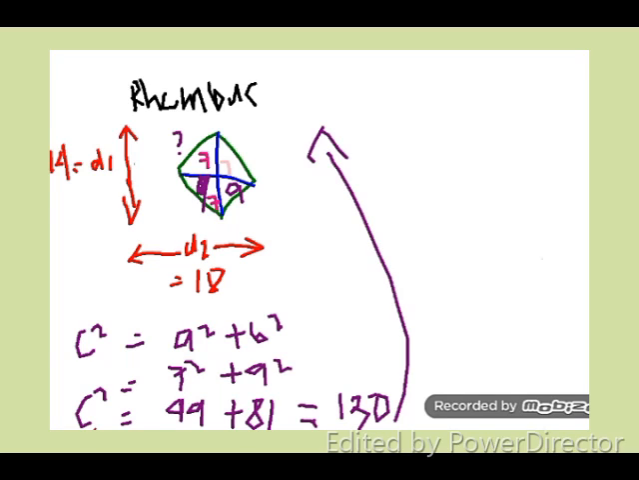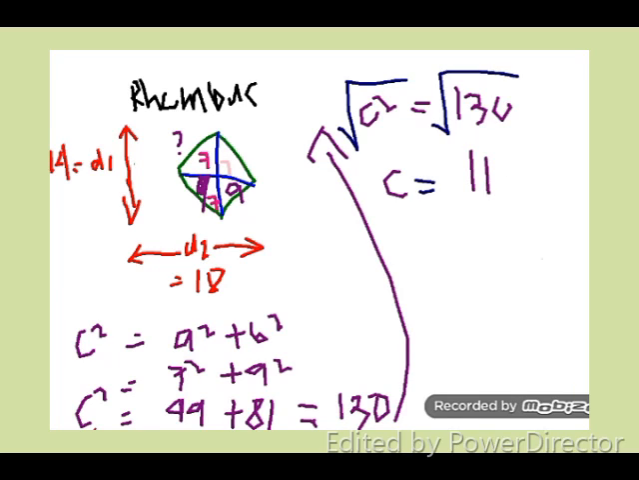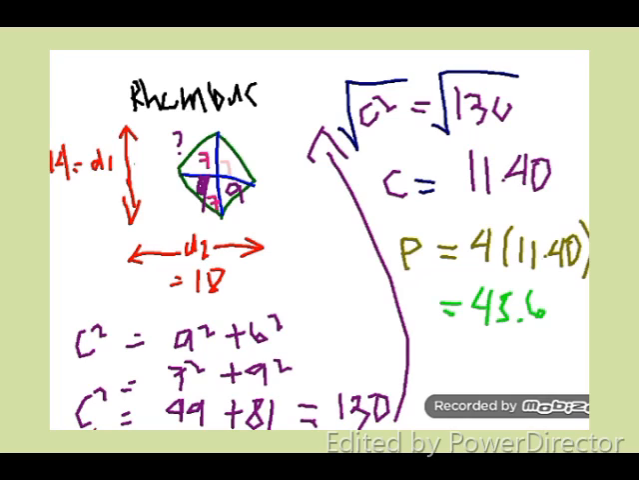Para makancel yung squared ng C, i-square root siya both side. Square root of C squared is equal to square root of 130. C is equal to 11.40. To get the perimeter, P is equal to 4 times C, or 2 times lang siya sa nakuha mong C. 4 times 11.40 is equal to 45.6.